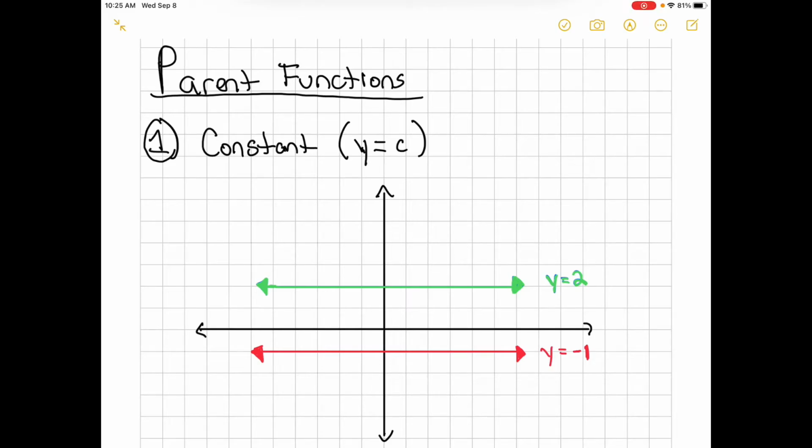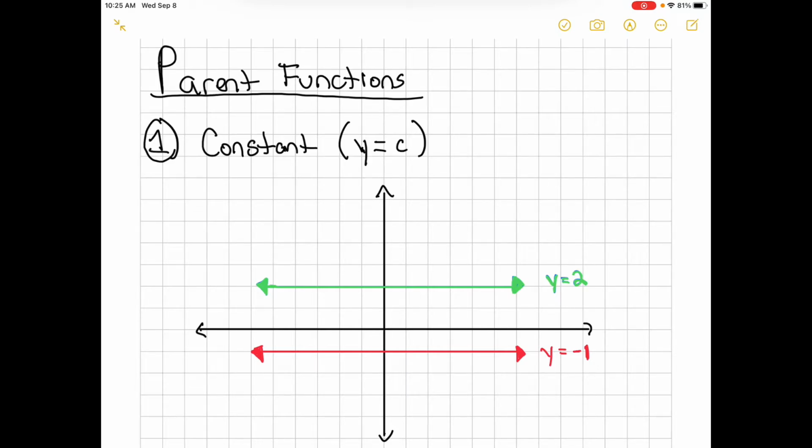Okay, here's notes for today, September the 8th. And we're going to talk about parent functions today. So copy these in your notes. There's 6 different ones I want to go over. And the first parent function is just the constant function.